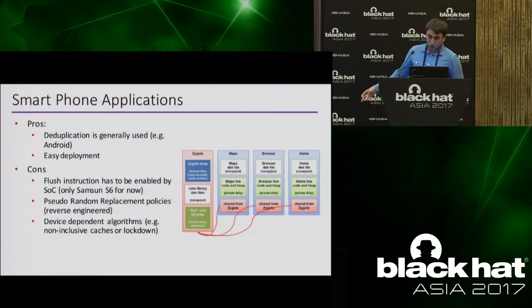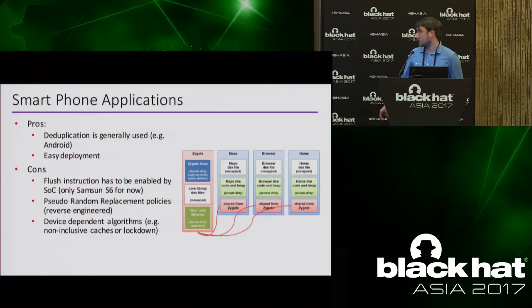Also, it has an easy deployment. As I said before, we get to reach a lot of people just by putting an apparently innocent binary that contains a cache attack in an online repository and convincing people to download it. On the con side, as I said before, the flush instruction is difficult to find in smartphones; only the Samsung S6, as far as we know, has it enabled from user space. Also, we see pseudo-random replacement policies in caches, which make things difficult to perform.